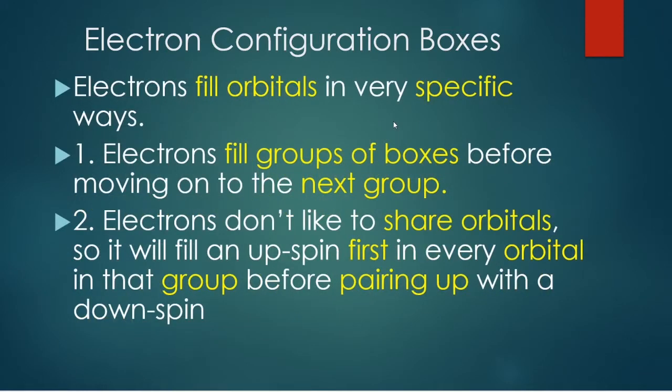A couple rules when we're doing the boxes of an electron configuration. Electrons fill orbitals in very specific ways. As you saw when we were writing them, they will fill the groups of boxes before moving on to the next group. So you have to fill the lower level before you fill the higher level, and I'll show you how that works. And electrons don't like to share orbitals. So it will fill up an up spin all the way across first, because remember the P has 3 of them, in every orbital in that group before pairing up. So they want to be alone before they pair up.